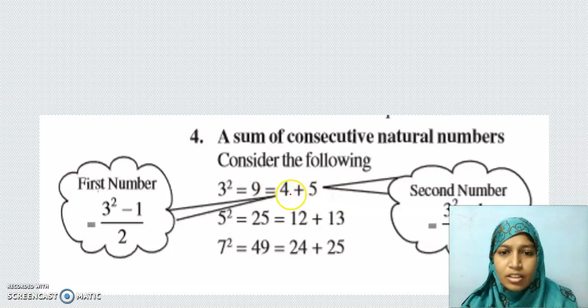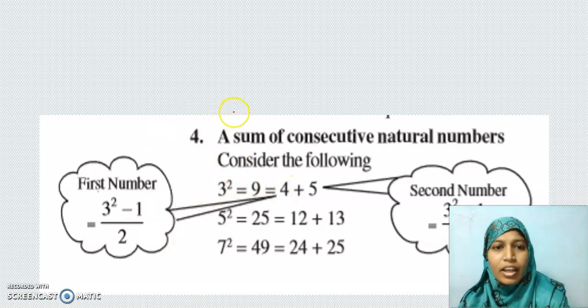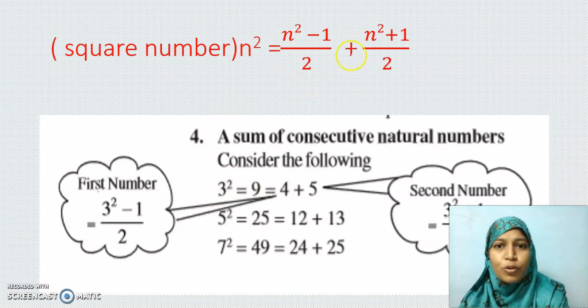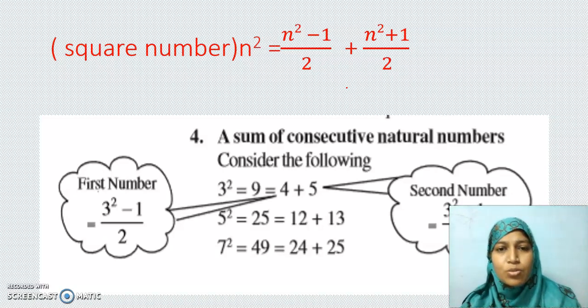Is it clear, children? This is got by a general formula like (n squared minus 1) by 2 plus (n squared plus 1) by 2. Any square number can be written as sum of two consecutive numbers. Very important, my dear children. You will surely come across all such problems in your competitive exam.